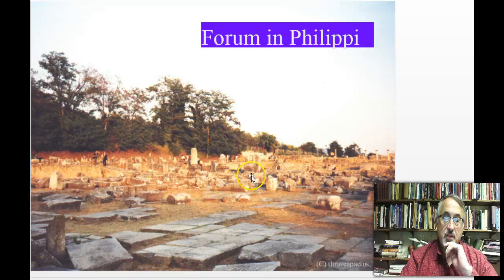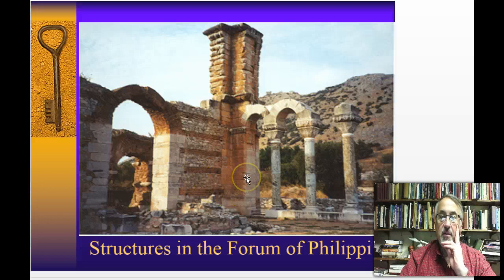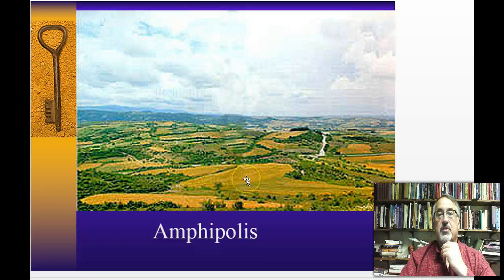This is also the place in an earlier time where the Roman Civil War was taking place between the Republicans and the Caesareans, and Brutus and Cassius were killed in a battle near the city of Philippi. Here's some more structures in the forum area. And then here is Amphipolis, the area of Amphipolis that he travels through. Amphipolis was the capital of Macedonia Prima.